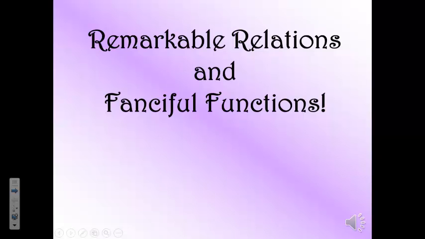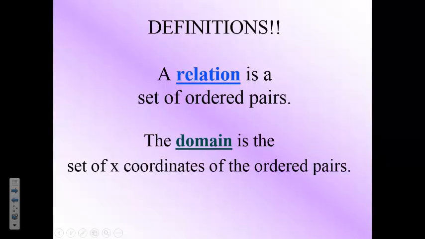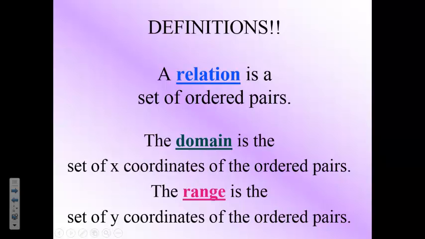Let's get started with some definitions. A relation is a set of ordered pairs. The domain of the relation is the x-coordinates of the ordered pairs. And the range, you guessed it, is the y-coordinates of the ordered pairs.